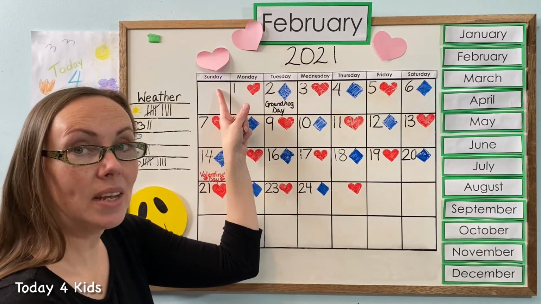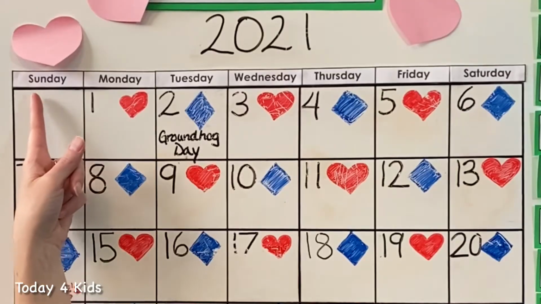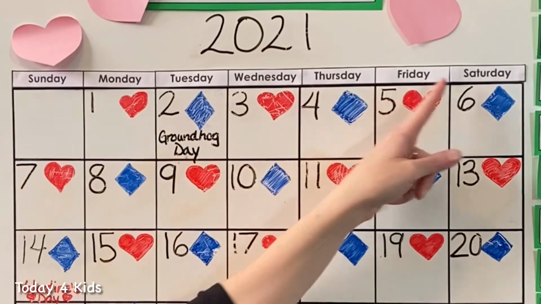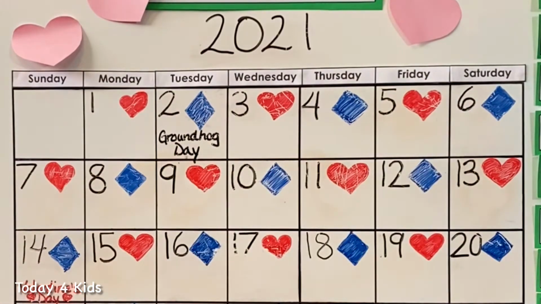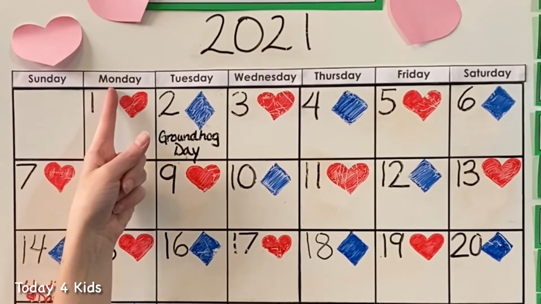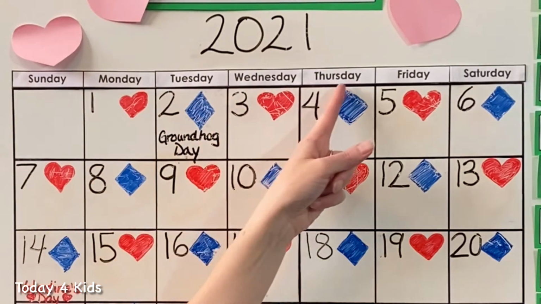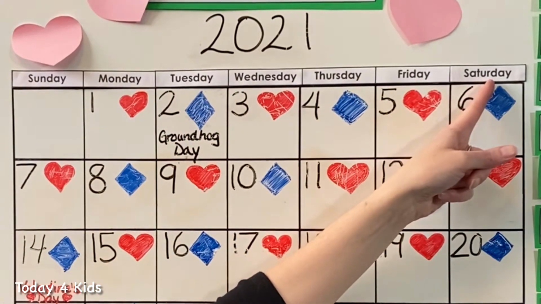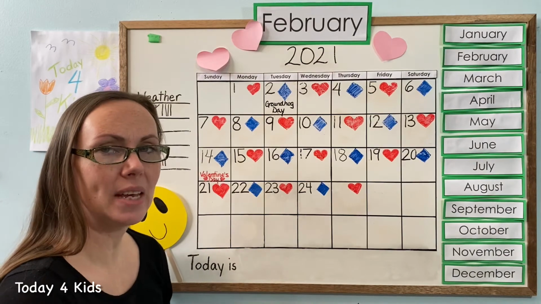Let's count and see how many there are. Are you ready? 1, 2, 3, 4, 5, 6, 7. There are 7 days in the week. Sunday, Monday, Tuesday, Wednesday, Thursday, Friday, Saturday. Good job. Thank you for singing with me. I love it when we do it together.